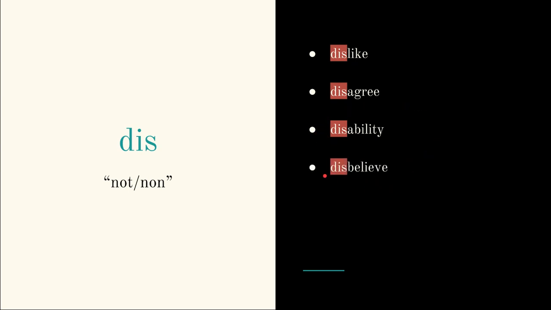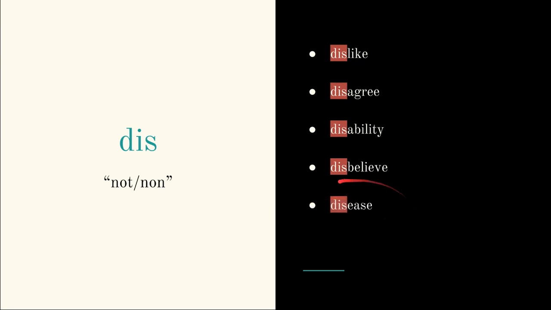All right, the prefix dis means not or non, and non is actually another prefix that means not. You'll find there are a lot of these. We have a lot of ways of saying opposite or not. So if you dislike someone, you don't like them. If you disagree, you don't agree. If you have a disability, it's something that you're not able to do. If you disbelieve, you don't believe someone.